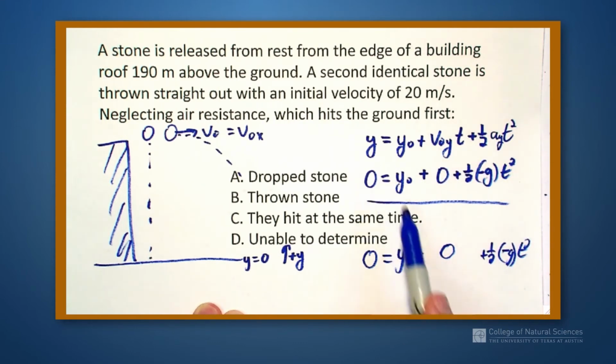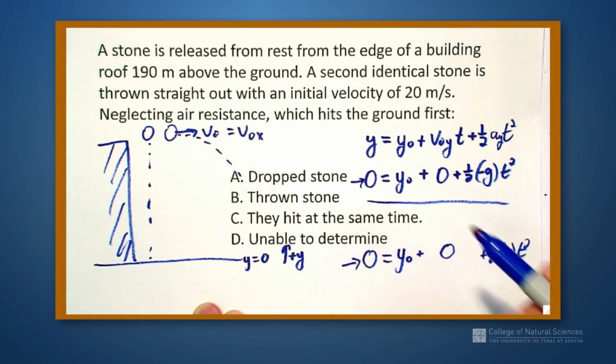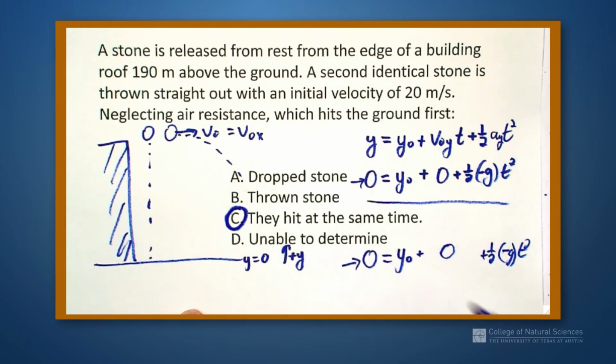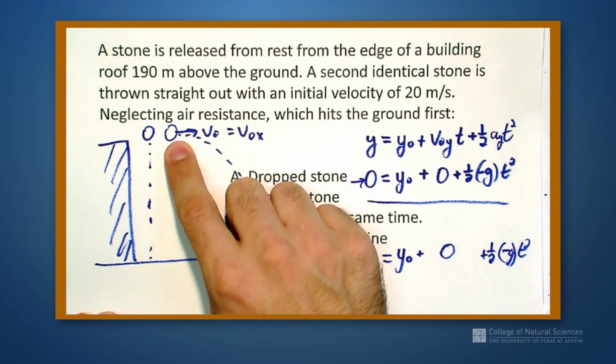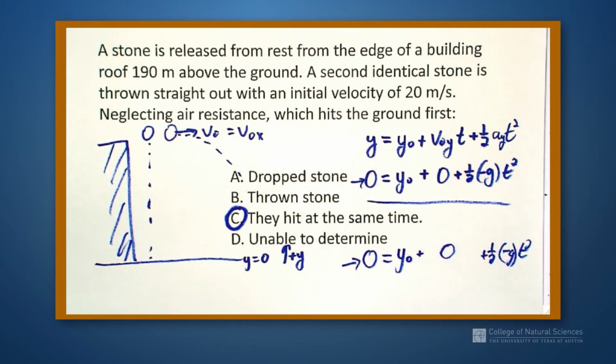So you can see that these two equations, this one right here and this one right there, are the same equation. Same y naught, same 1/2 times minus g t squared, which means they're going to hit at the same time. So in this problem, because this ball has no initial vertical velocity, and everything else is the same, the two will hit at the same time.